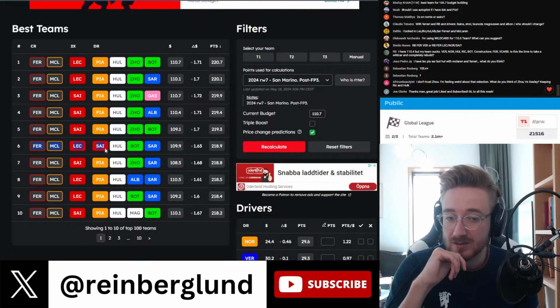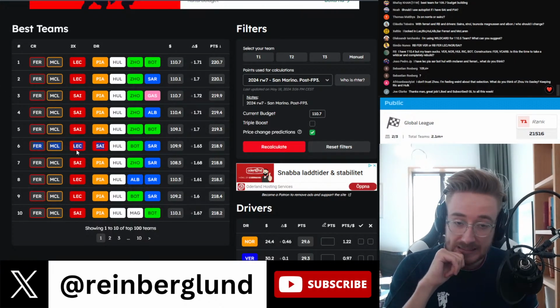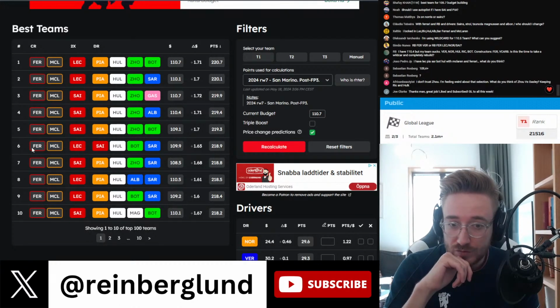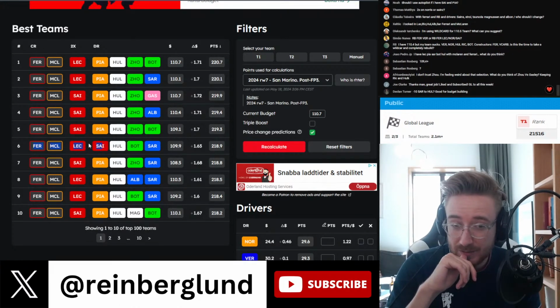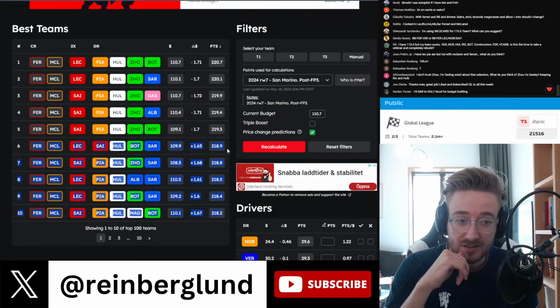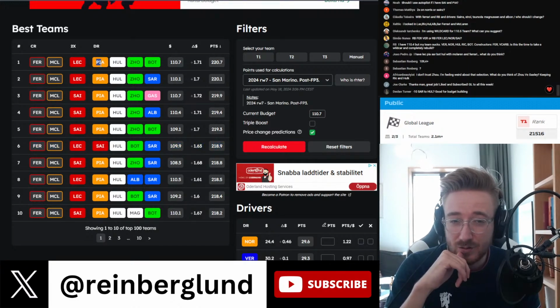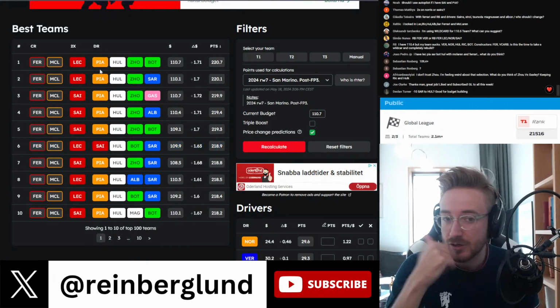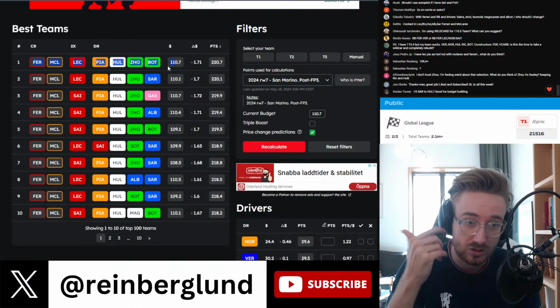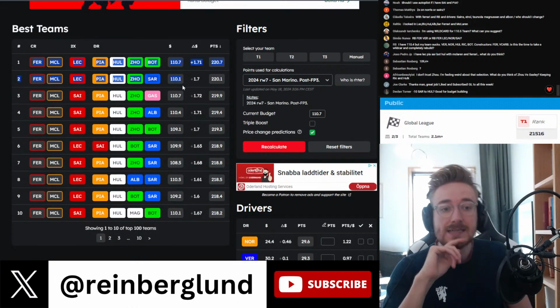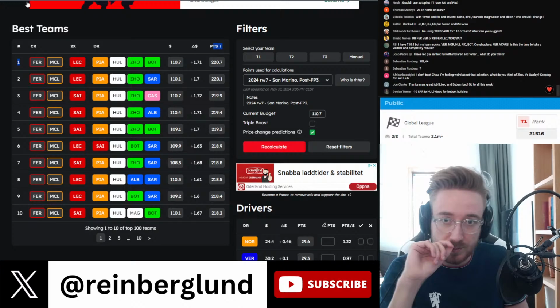Ferrari, McLaren, Sainz. I think is very, very powerful. Obviously, you would need to have Sargent here, but I don't think it matters that much because you get Hulkenberg in anyway. So I think this sixth team here is very, very strong. This team, I don't know why, this really like McLaren and Piastri. I just don't trust Piastri at the moment, but this also looks very strong because you don't have to have Sargent, obviously. So if you're on wildcard, this would be the team I'm going for.